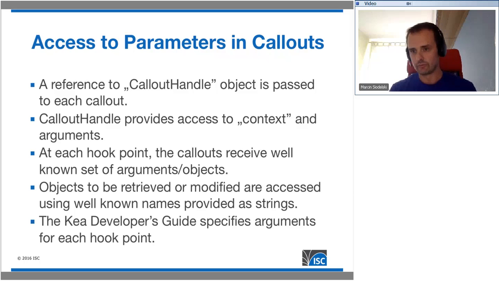What is important in hooks, what makes them very powerful, is that the hooks can actually modify the parameters that the server provides to the callout. Like it can modify the packet received, it can modify the subnet selected, and many other things, right? So the hook point can also use the callout handle to set new values for certain parameters and objects. And very important, the Kea developer's guide specifies arguments for each hook point. Each hook point has a different set of parameters associated with it, the parameters that make sense for that particular hook point. You will find the details in the developer's guide.